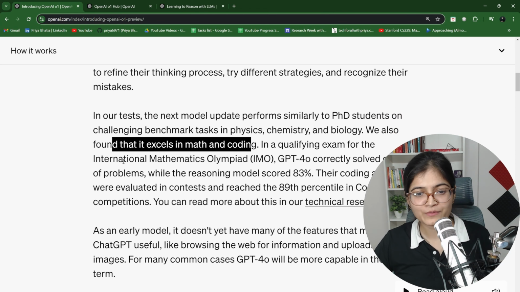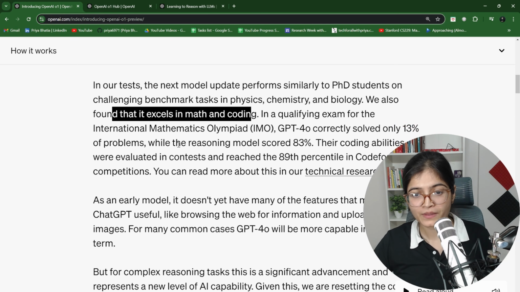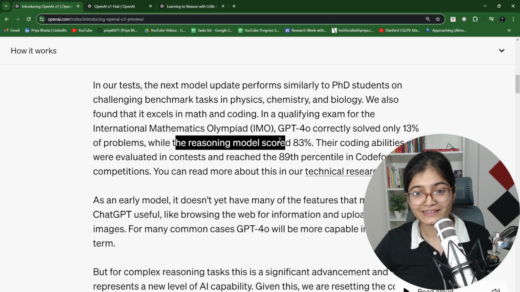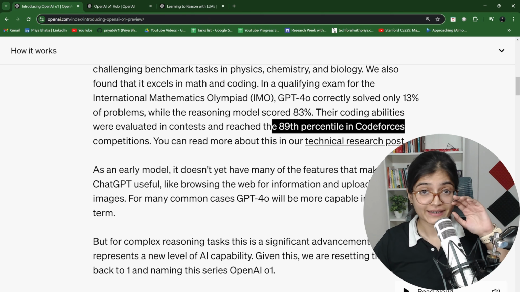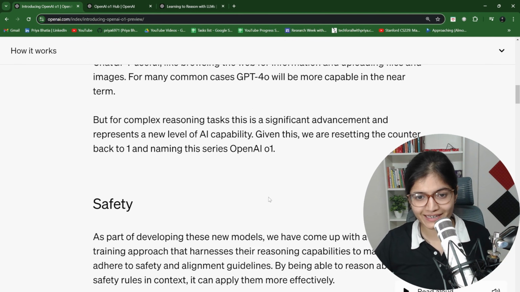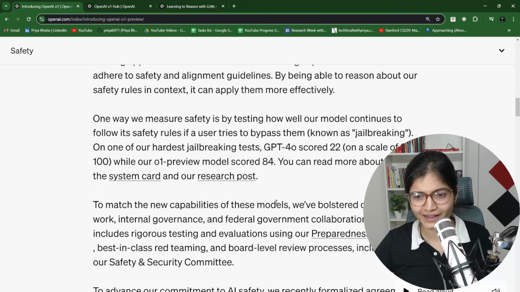In qualifying exams for IMO, GPT-4o correctly solved only 13% of problems. Reasoning models scored 83%. Their coding abilities were evaluated and reached the 89th percentile in Codeforces competition. So it's great, right? So here you can see what they are talking about.